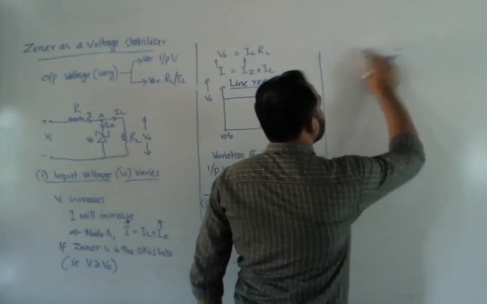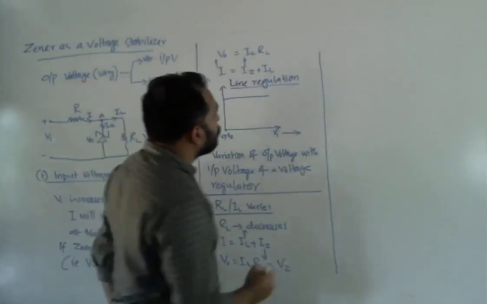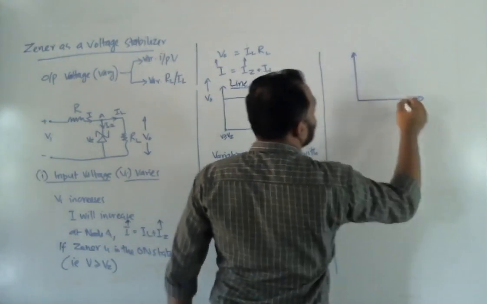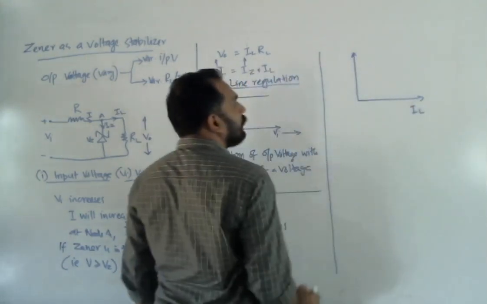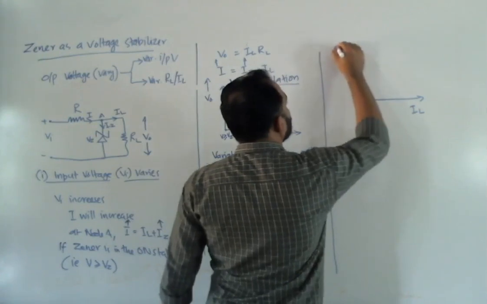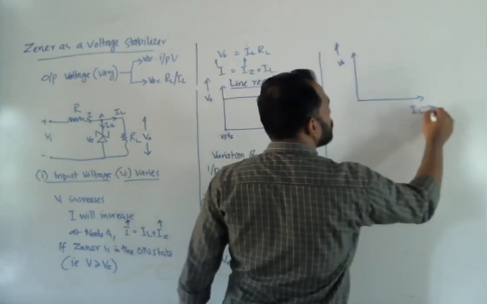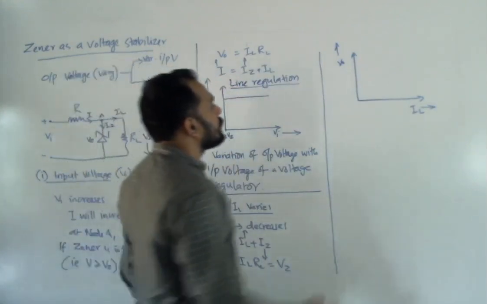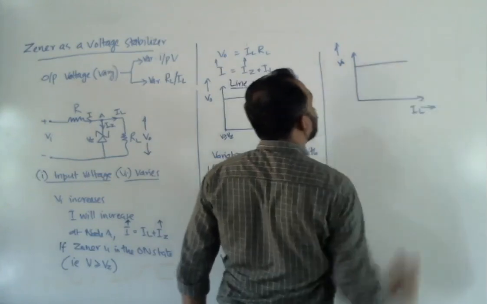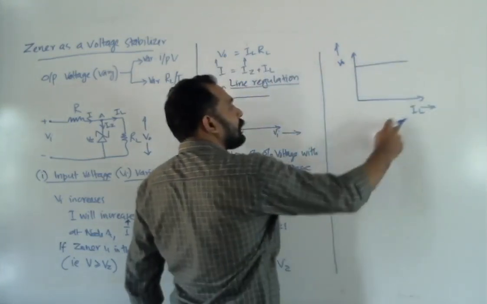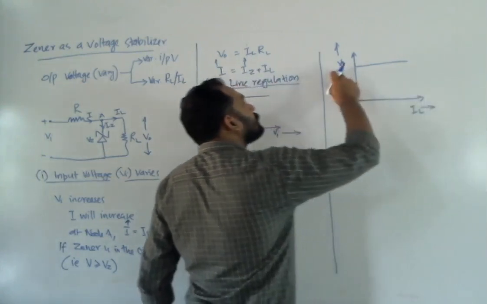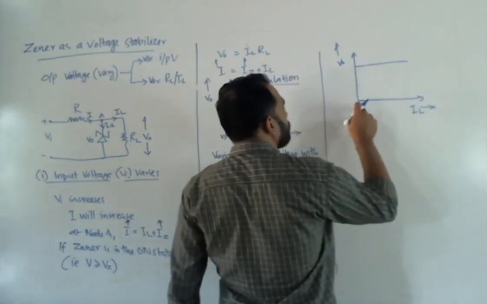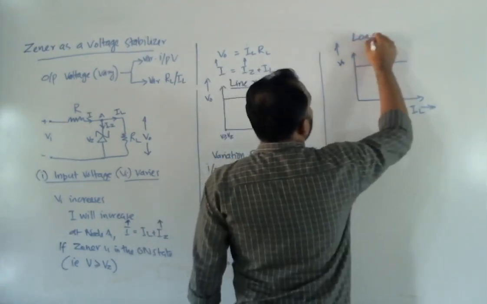So now, if you draw the load current IL versus the output voltage V0, that is IL, the load current, along the x-axis and the output voltage along the y-axis, then also we will have a graph like this, and that is when IL is increased, the output voltage remains the same, and this type of representation is called load regulation.